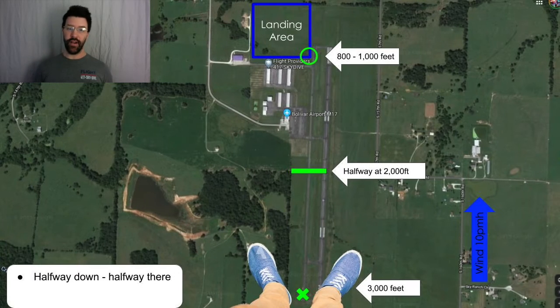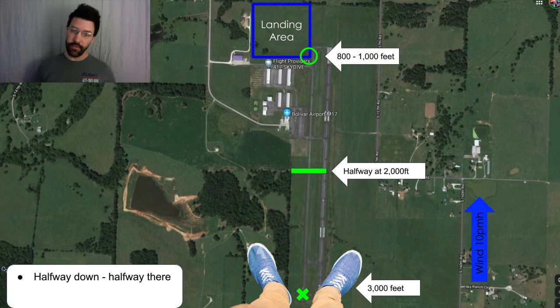Now we're going to talk about a concept called halfway down, halfway there. This is a way for you to help decide if you can make it back to your landing area, or really to any area that you're aiming for. So first, looking down at our feet, we can see that we're directly over the X, which is at the south end of the runway. We're at 3,000 feet, and we're trying to decide if we can make it to the green circle, which is our entry point for the landing pattern.